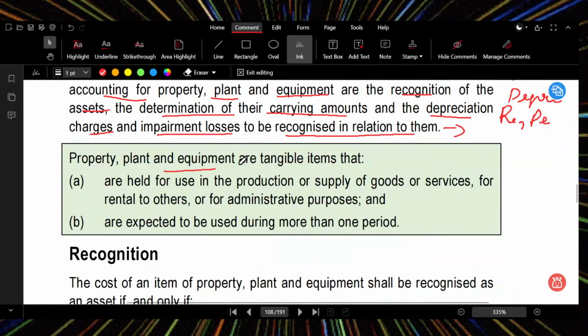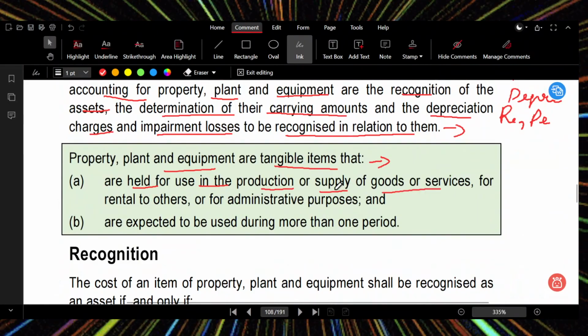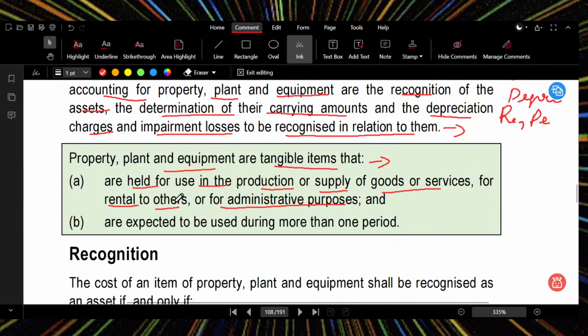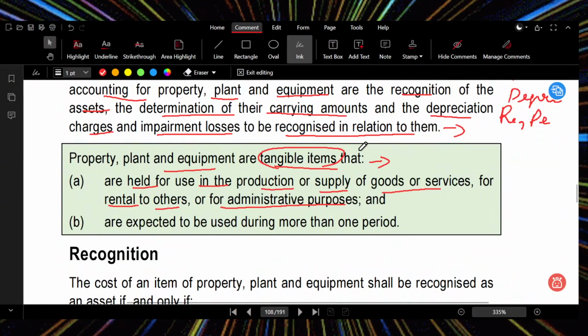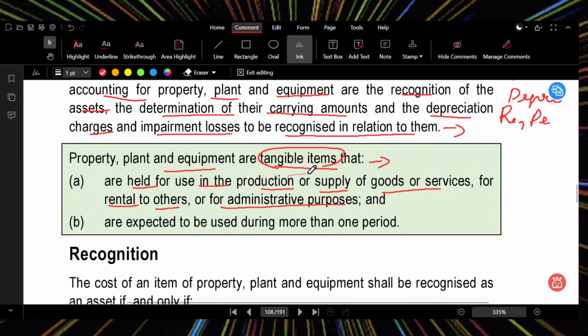Property, plant, and equipment are tangible items. These are tangible items held for use in the production or supply of goods or services, for rental to others, and for administrative purposes. So what are these plant, property, equipment? They are tangible items, not intangible items. Tangible, it is counted as an asset when it is used for production.